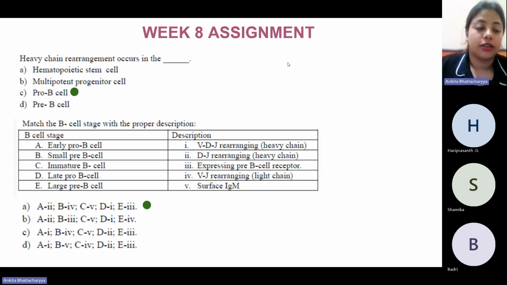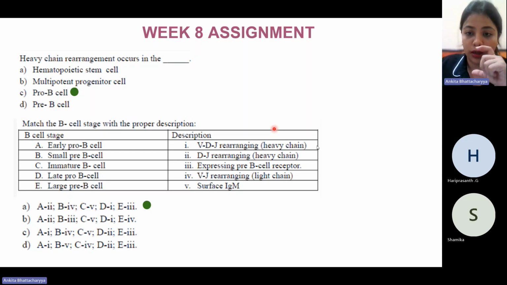Whenever gene rearrangement becomes a question, heavy chain gene rearrangement will occur in a cell which is already fated to be a B cell and is in the process of development. So obviously, by default, the correct answer will not be option 1 or option 2, because the hematopoietic stem cell or the multipotent progenitor stem cell are more primitive forms or the precursor forms of the developing cells. It will be between pro-B and pre-B cell.